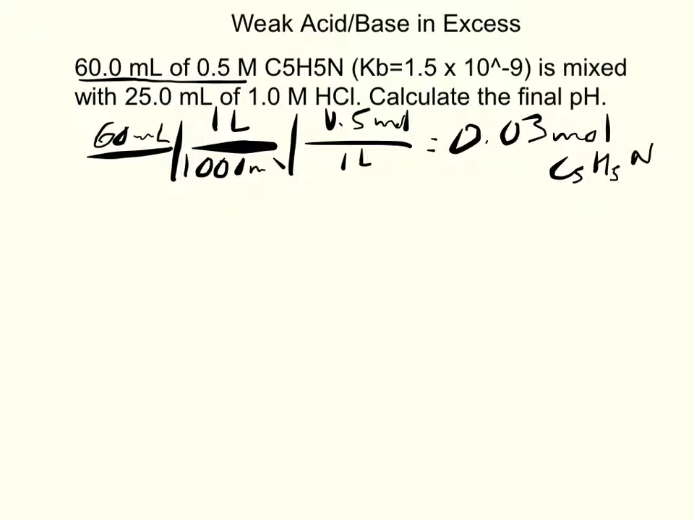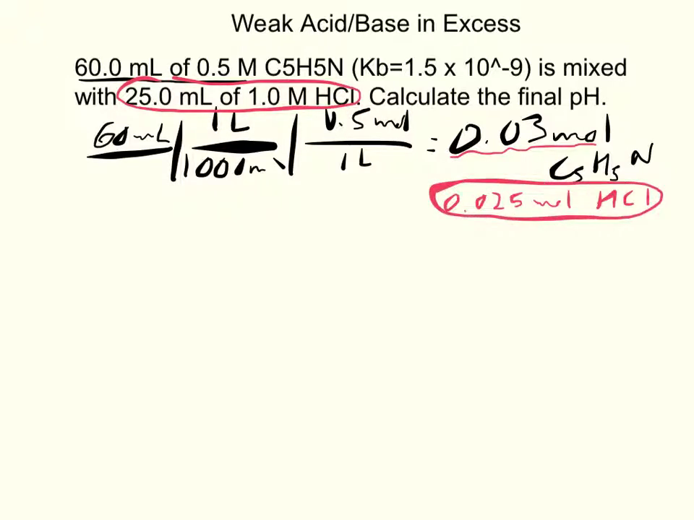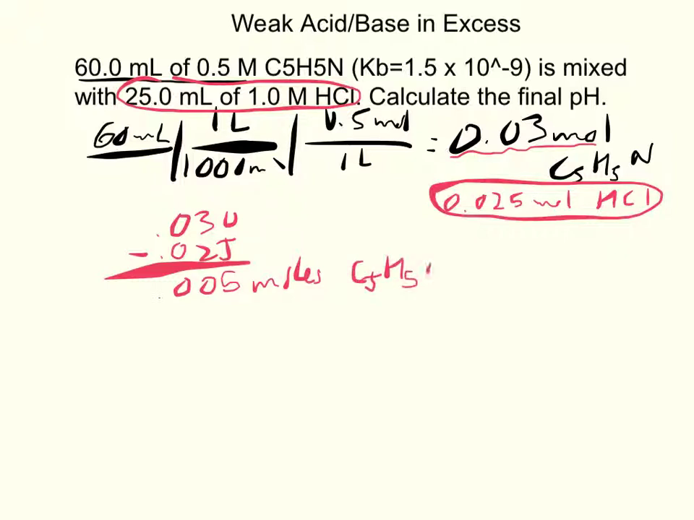C5H5N. I can do the same thing to figure out the moles of HCl, and if I do that, I find out I have 0.025 moles of HCl. So what compound do I have in excess? I have the C5H5N. My weak base is in excess. Okay? So if they react in a 1-to-1 ratio, all of this strong acid is going to get used up, and I'm going to be left with the difference, 0.03 minus 0.025, so 0.005 moles of C5H5N in excess.